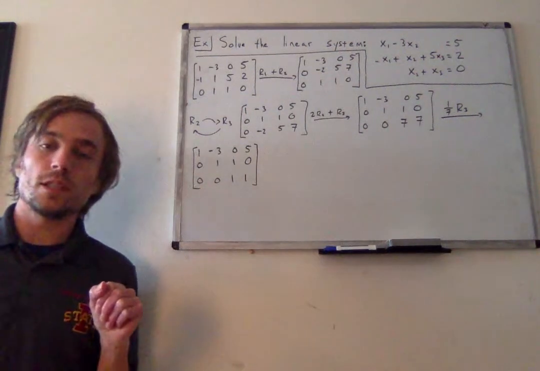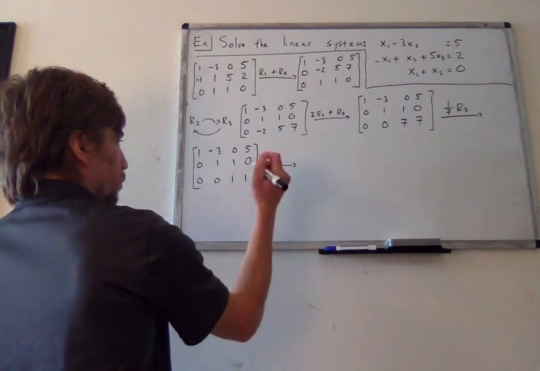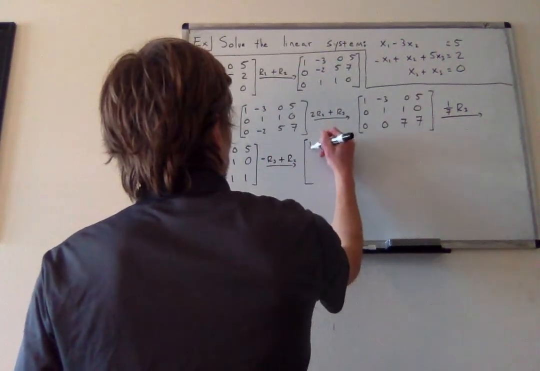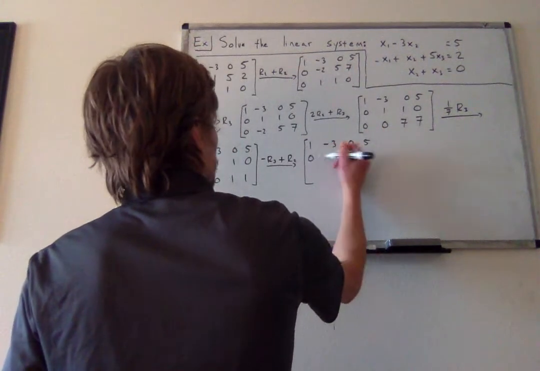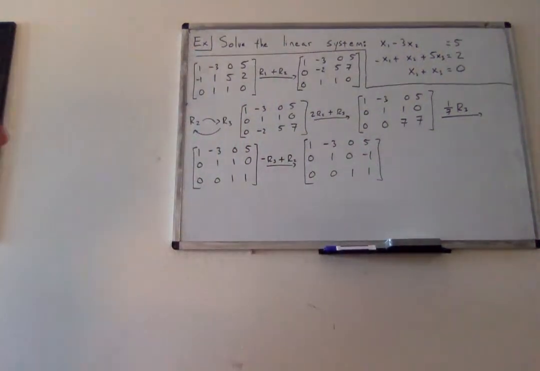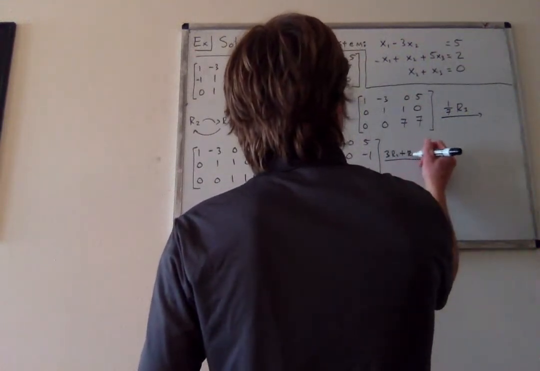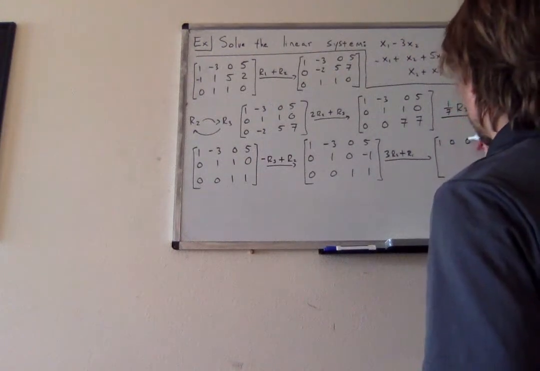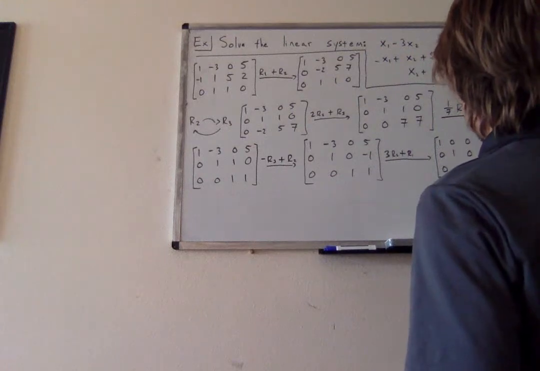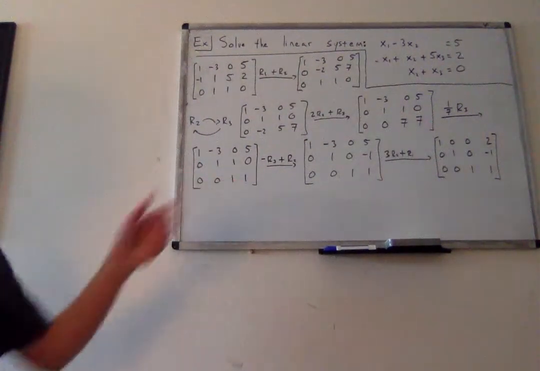Next, we need to make sure that all of those leading ones can look up and see only zeros. So this will be done by two more operations. So we're going to do negative row 3 plus row 2. And then we're going to do 3 times row 2 plus row 1. And I get the following reduced row echelon form matrix. So notice we have row reduced this matrix to its reduced row echelon form state.